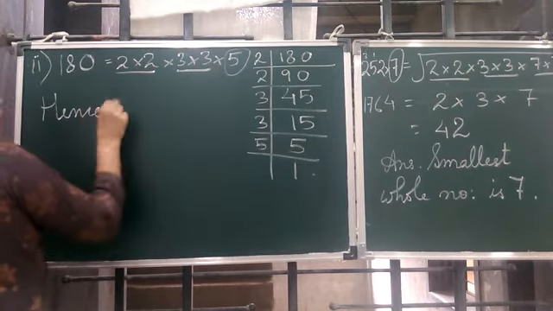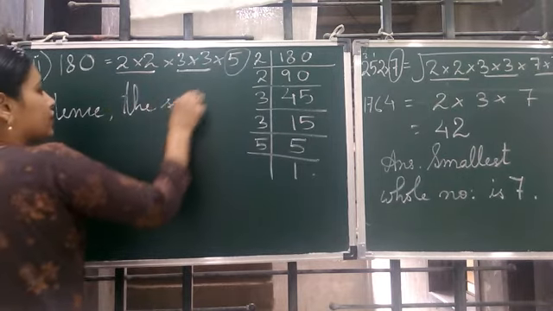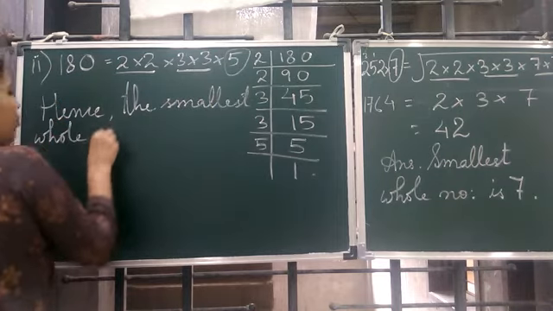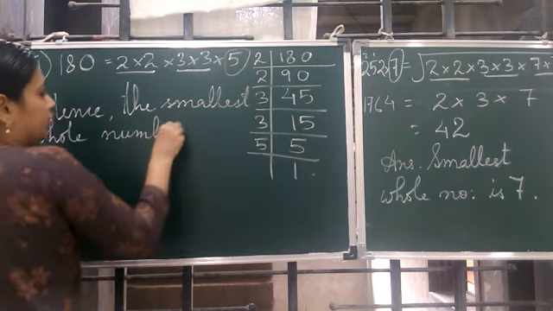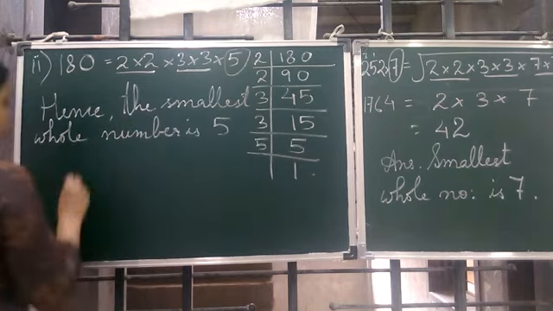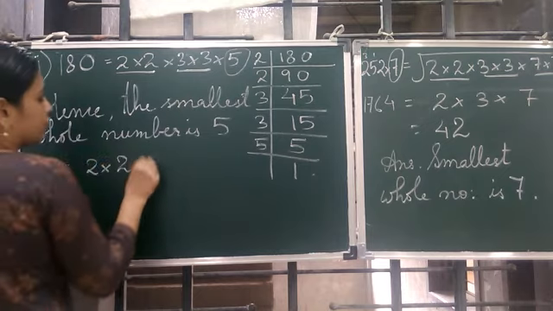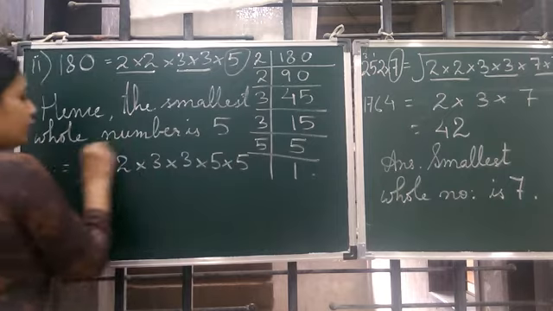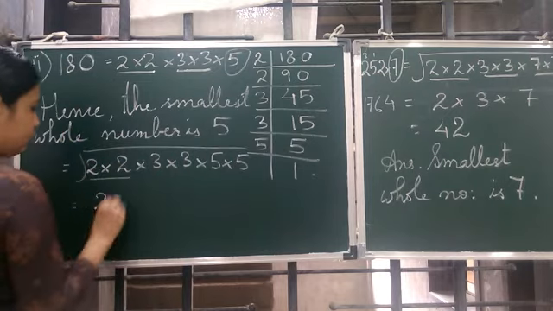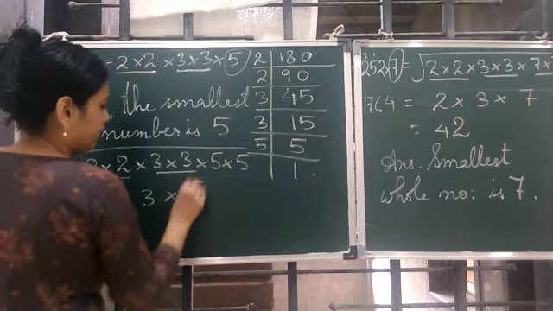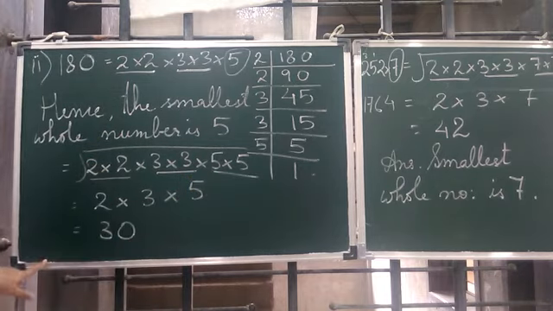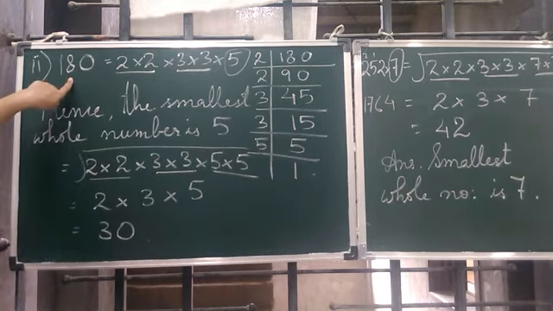Hence, the smallest whole number is 5. So 2 into 2 into 3 into 3 into 5 into 5. If you put it under root, what comes out? 2, 3 and 5. 2 3s are 6, 5s are 30. So the square root will be 30 if you multiply this by 5. Okay, and the answer is what? 5. So it's the shortcut.